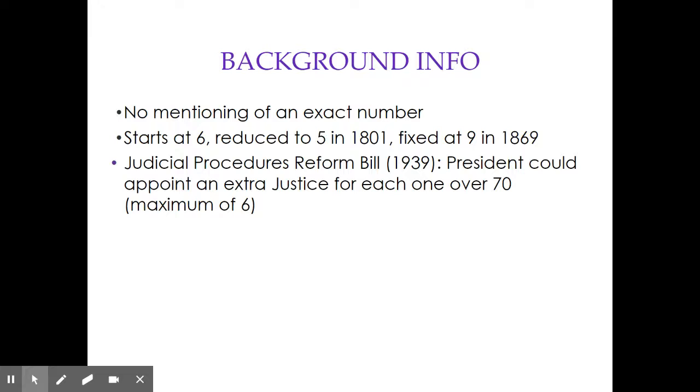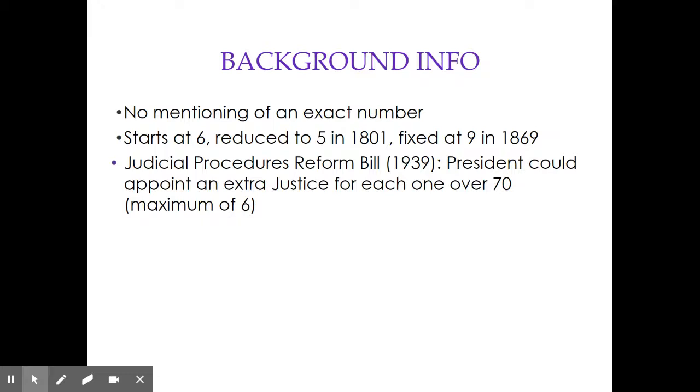And one of the things he toyed around with was putting pressure on the Democrats in Congress to propose a bill that would adjust the number of Supreme Court justices and federal court justices. So this judicial procedures reform bill that was on the verge of being proposed would have allowed the president to appoint an extra justice for each one over the age of 70 on the court. A maximum of 6 new justices can be appointed.